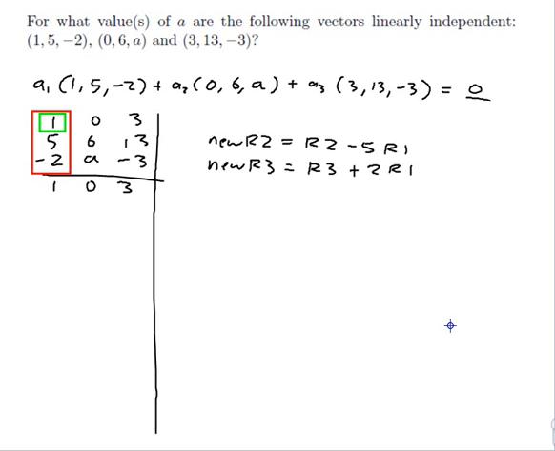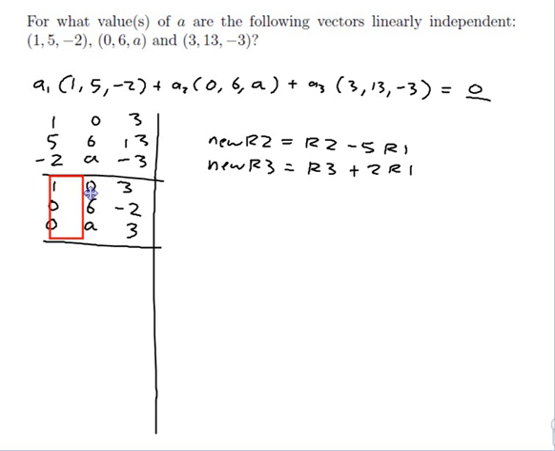Row 2: 5 minus 5 times 1 is 0, 6 minus 5 times 0 is 6, 13 minus 5 times 3 is 13 minus 15, which is minus 2. And row 3: minus 2 plus 2 times 1 is 0, A plus 2 times 0 is A, minus 3 plus 2 times 3 is minus 3 plus 6, which is 3. So I have the identity matrix column where I want it.